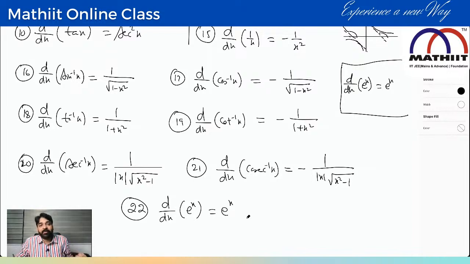Why is the differentiation of e power x equal to e power x? In e power x, e is the constant, so we'll apply the a power x formula. The formula is: d by dx of a power x equals a power x into ln a. What is a here? e. But ln e is 1. So the answer will be e power x. I'm sure it's clear to everybody. So d by dx of e power x is always equal to e power x itself. So this is the altogether formula.